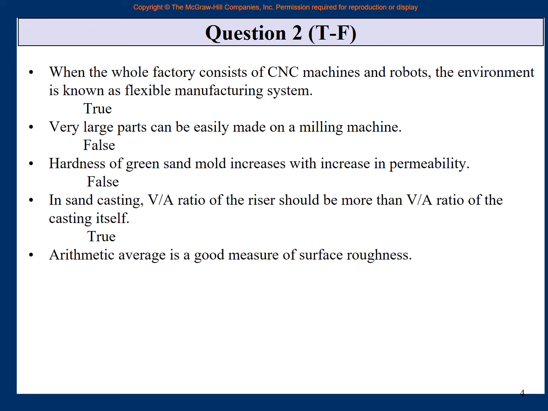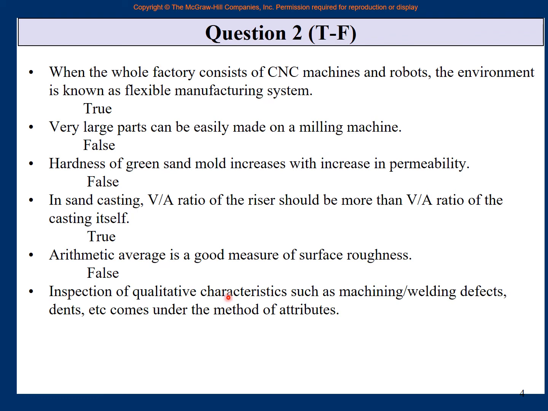If you square them, plus is squared, minus is squared. So now there is no plus minus to cancel out. So then there is root mean square, right? Root mean square. That is the good one. Arithmetic average is a bad measure. So the answer is false.